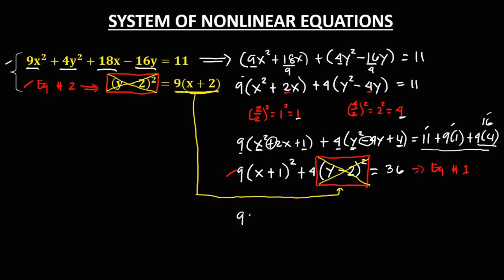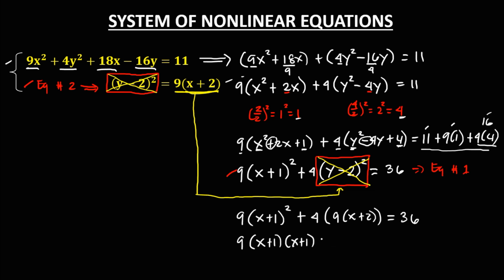So this becomes 9 times x plus 1, then to the power 2, plus 4 times this equation, 9 times x plus 2, then equals 36. Then simplify, so this becomes 9 times, we can write this one twice, x plus 1 times x plus 1, then plus 4 times 9 times x plus 2, this one is 9x, 9 times 2, this one is 18, then equals 36.